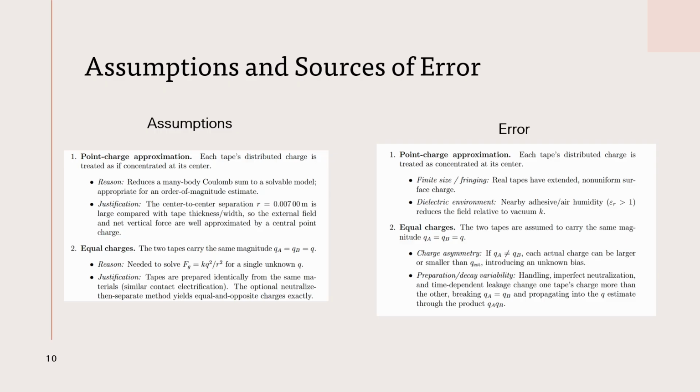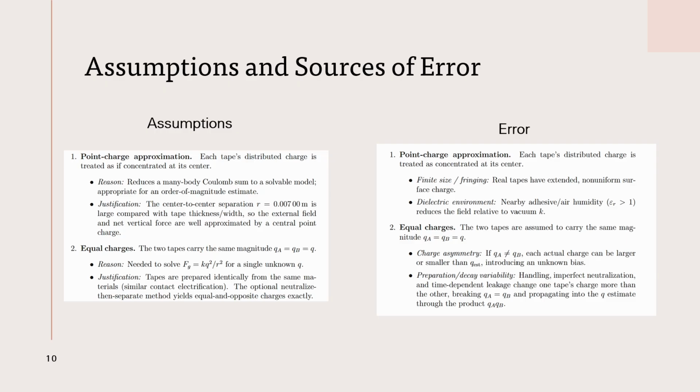Firstly, we approximated each piece of tape as a singular point charge to turn a multi-charge problem into a solvable equation for Q. However, it is likely that each piece of tape had extended non-uniform surface charge, meaning the electric field acting on tape B was different in magnitude along its area.